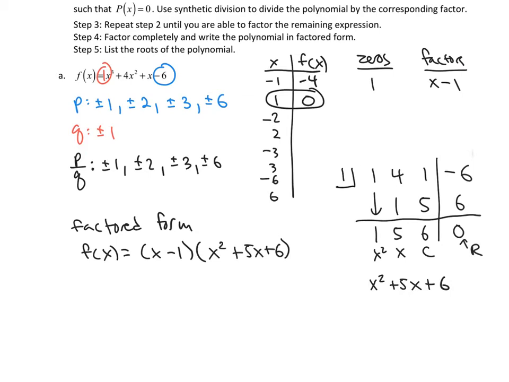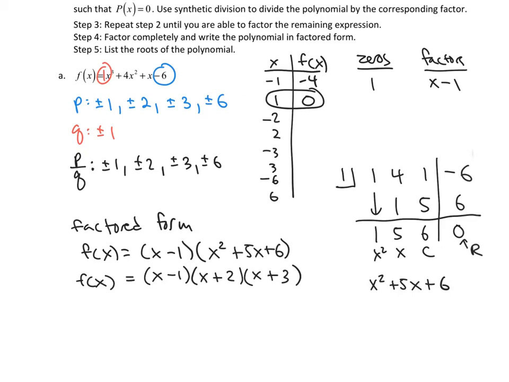And now we can continue to factor using our factoring skills, because when we divided a third degree polynomial by a linear factor, we got down to a second degree polynomial, a quadratic, which we know how to factor. So I leave that x minus 1, and I factor x squared plus 5x plus 6 into two binomials, and that's going to be x plus 2 and x plus 3. And so now I can write f of x in fully factored form.